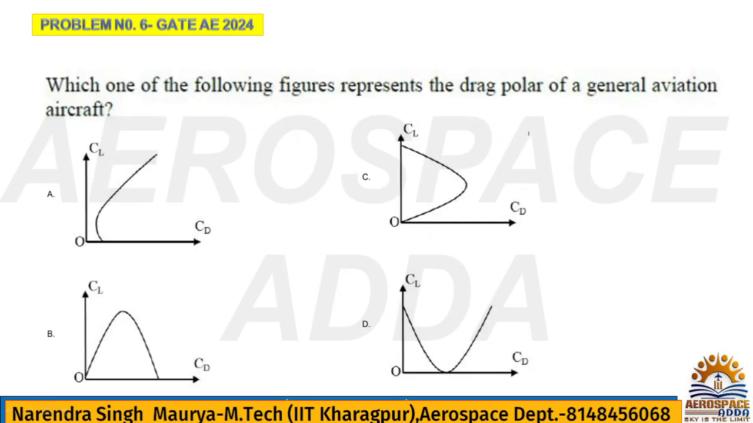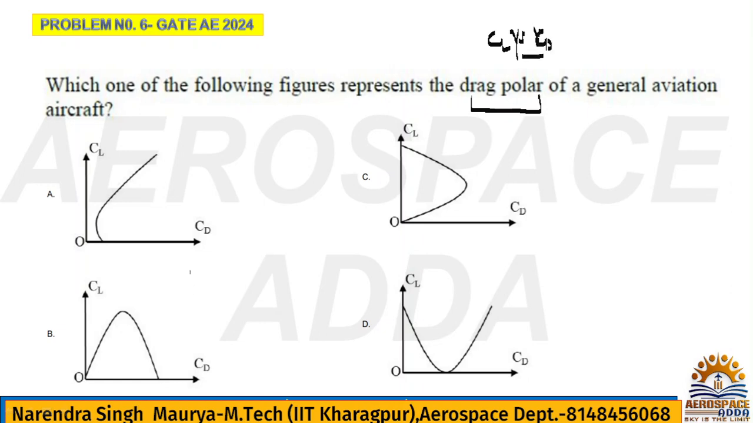Okay. This is the next question. What they said: which one of the following figures represents drag polar of a general aviation aircraft? So see options. What is basically the drag polar? It's a CL versus CD graph. CL versus CD graph. Okay.